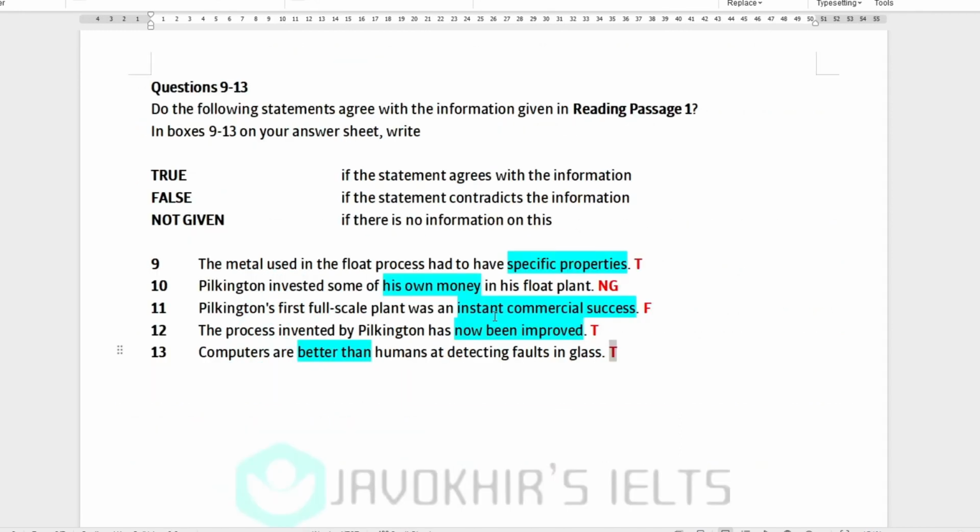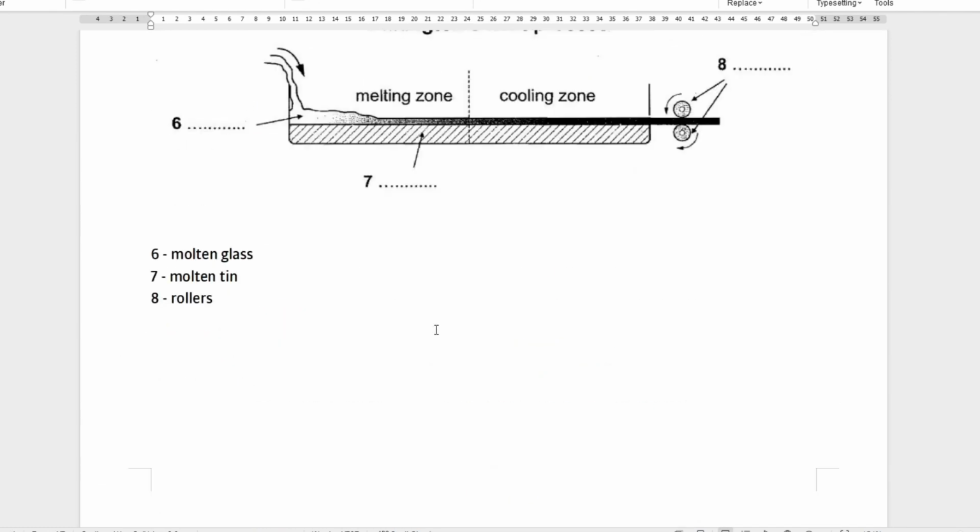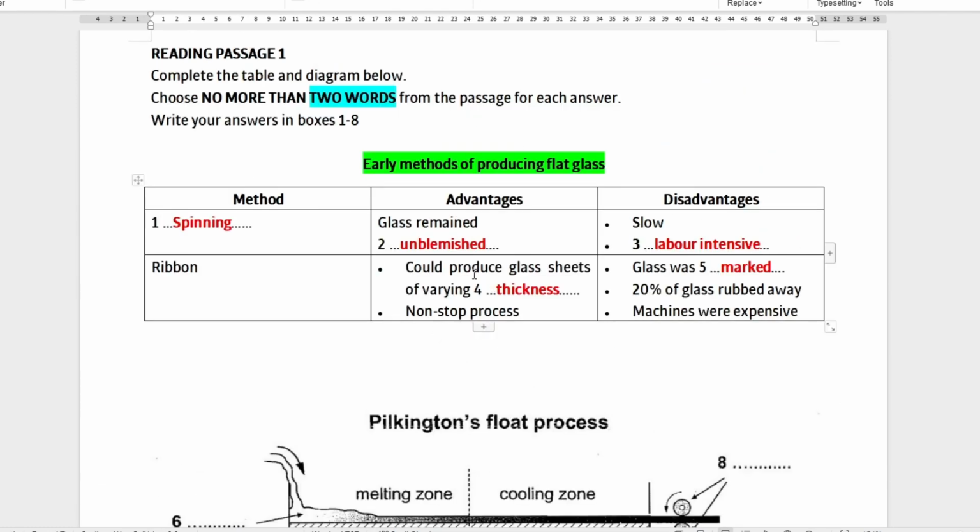So there you go, guys. We pretty much finished it, and you can also get a new vocabulary word for yourself. It's called unblemished. Unblemished means untouched, not spoiled.